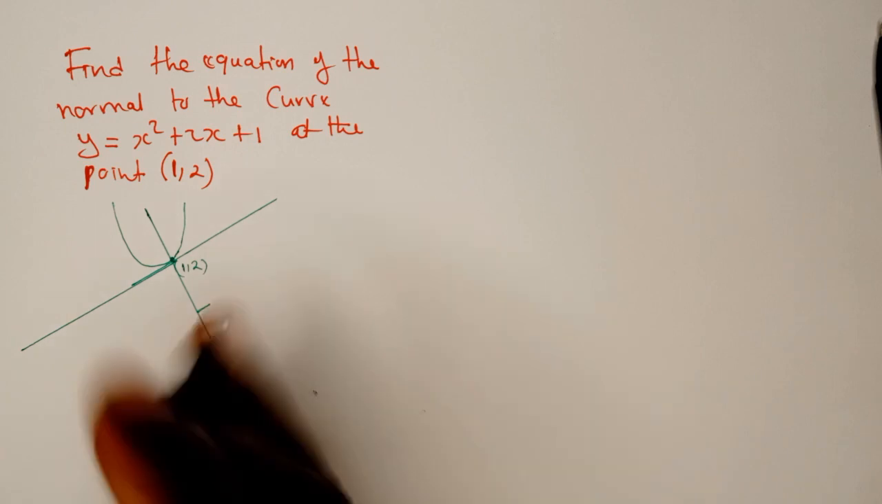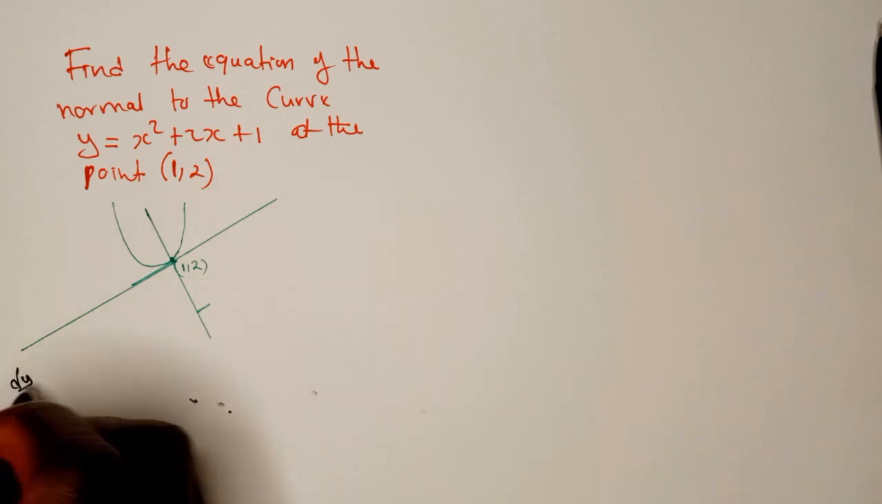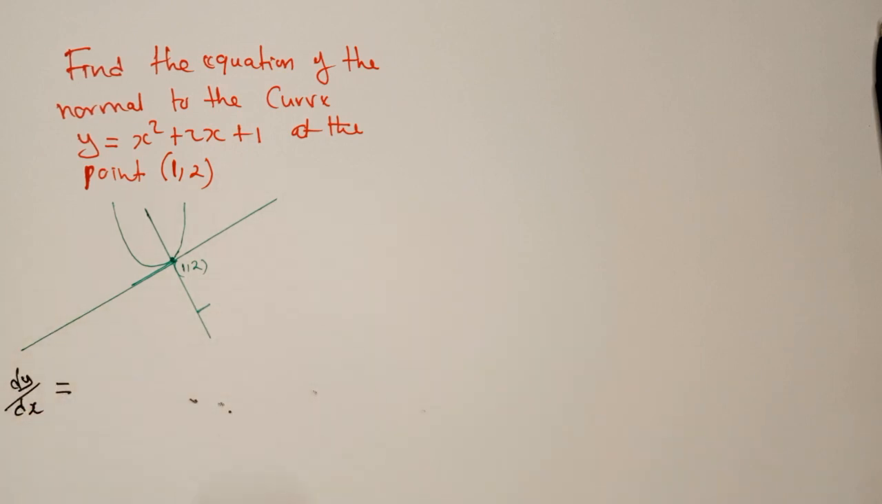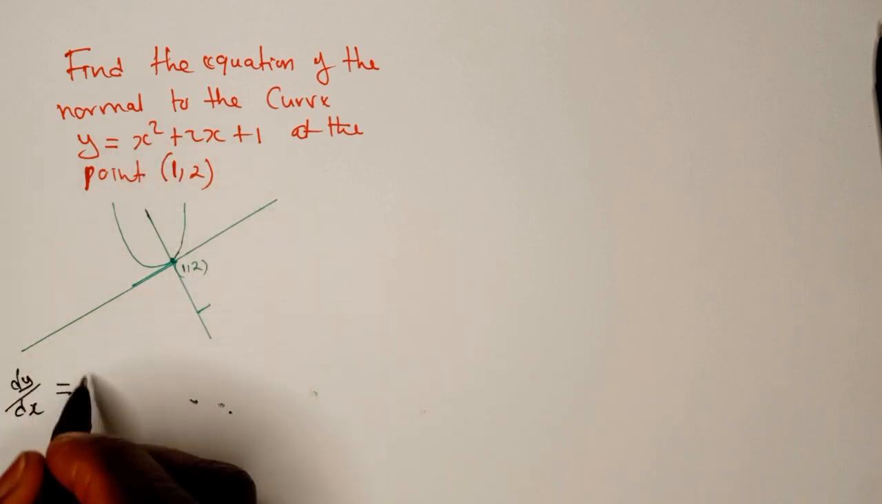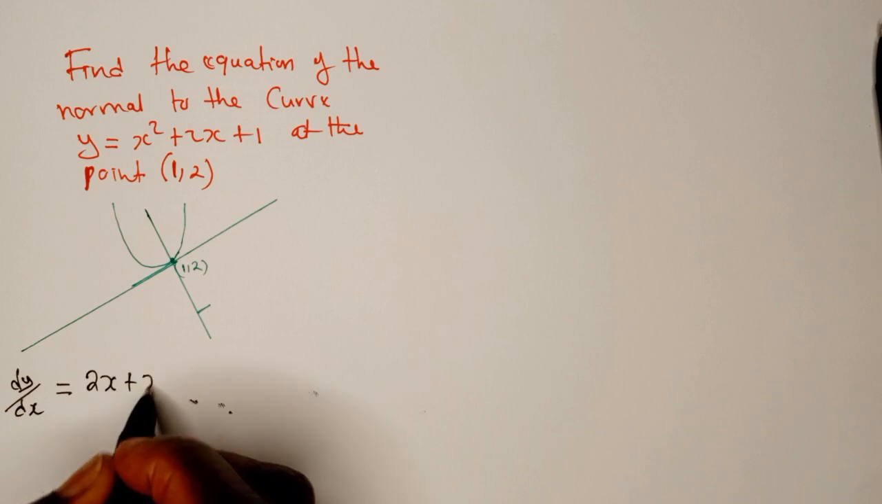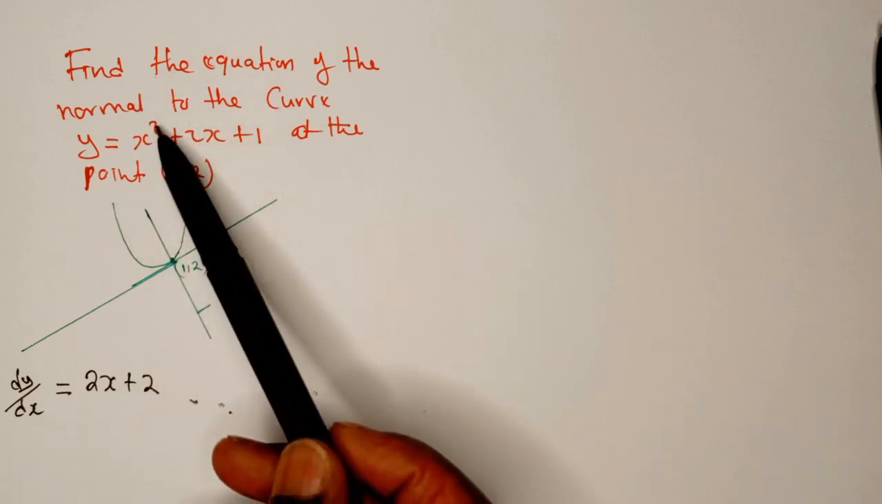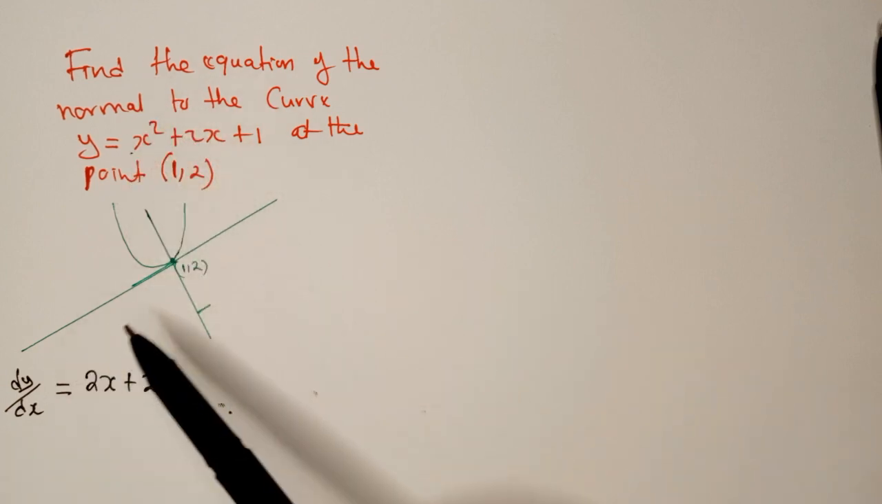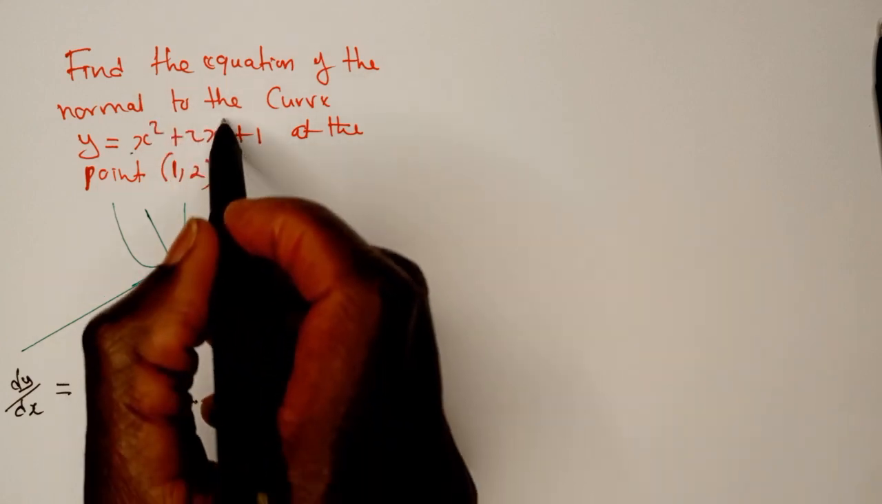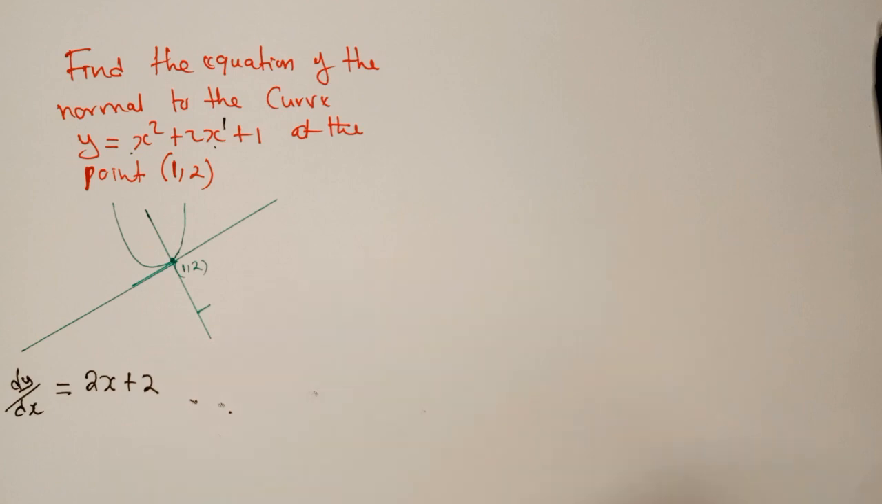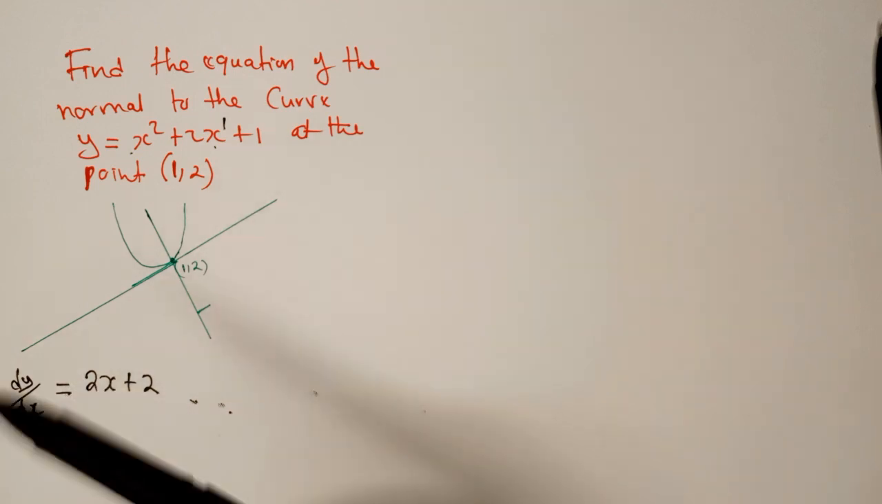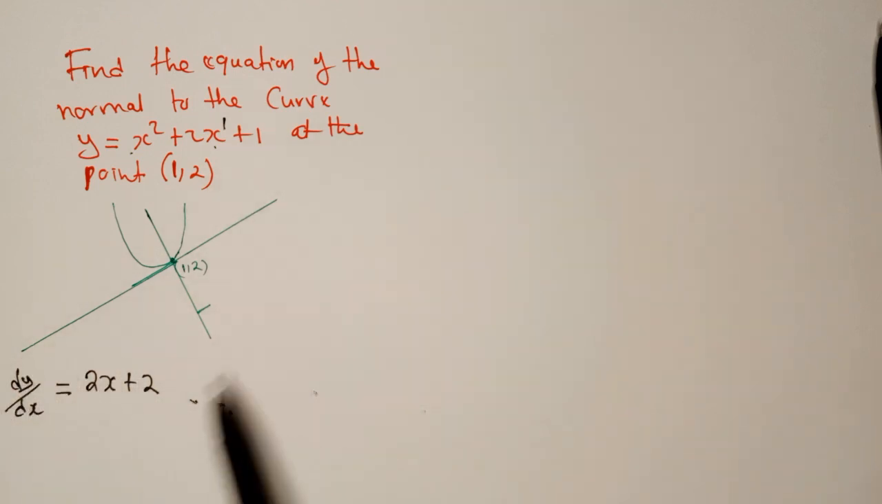So we can say dy/dx equals, we differentiate this one, so that will be 2x plus 2, because for this one you drop the 2, 2 minus 1 will be 2x. This is like x raised to 1, so you multiply by 2, 1 minus 1 will be x raised to 0, which is 1, and 1 times 2 is 2. So this is our gradient function.